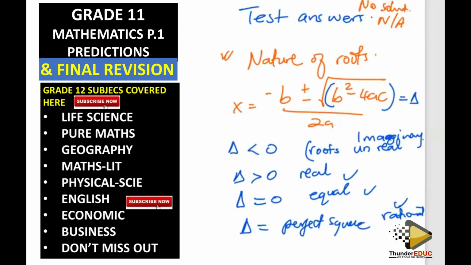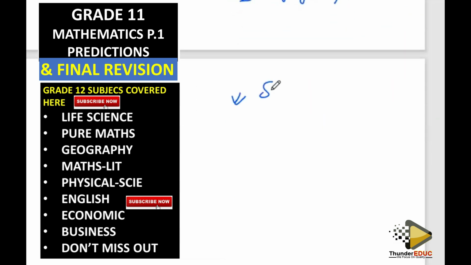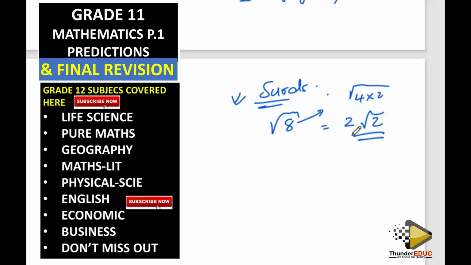Then, besides the nature of roots, we have the surds. Okay, we have the surds still under algebra. All we need to know is how the surds work. Let's say you're given the root of 8. How do we break this down? Okay, that's the same as 2 root 2. How did we get that? Look for 2 numbers you multiply, but one of them has to be a perfect square. So that is 4 times 2. When I split this up, I'll have the square root of 4 times the square root of 2. So we can find the square root of 4, which is 2, and then the root of 2.